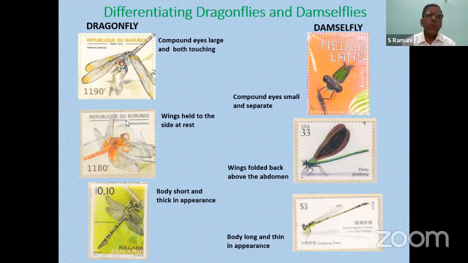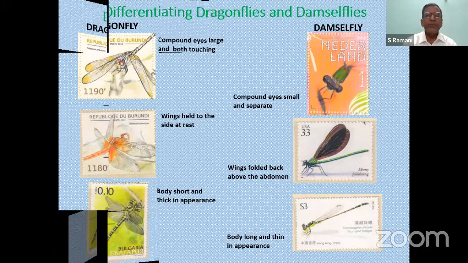And if you look at the wings, they are generally held to the side at rest by the dragonflies, whereas the damselflies fold them back above the abdomen. The body is short and thick in appearance in the case of dragonfly, and long and thin in appearance in the case of damselfly. So you see, these stamps give you these features very nicely, and you can use them to even teach some of these aspects to children.